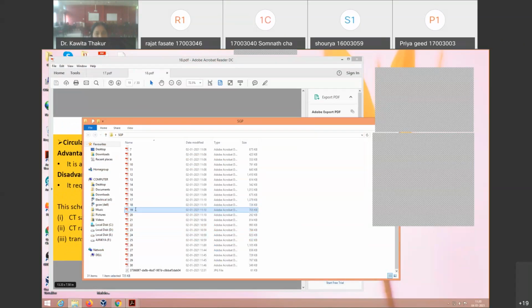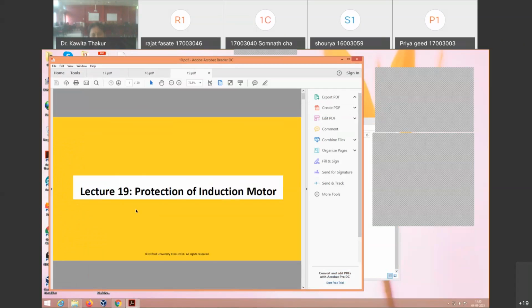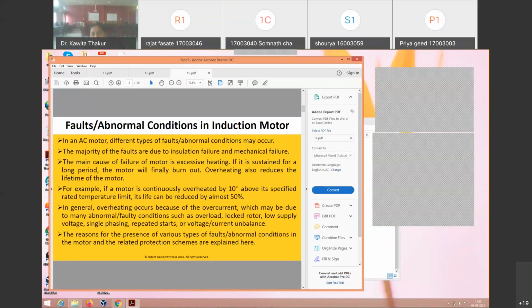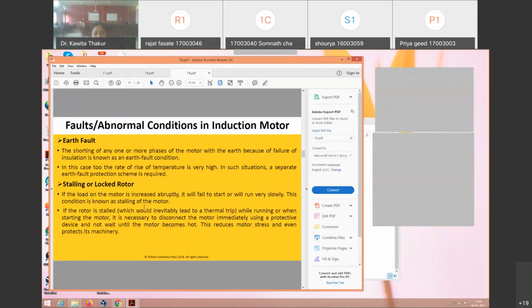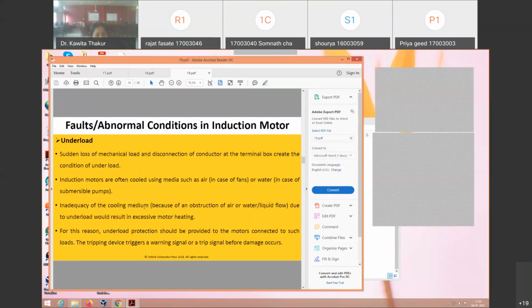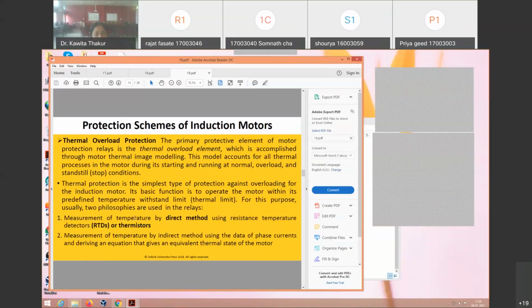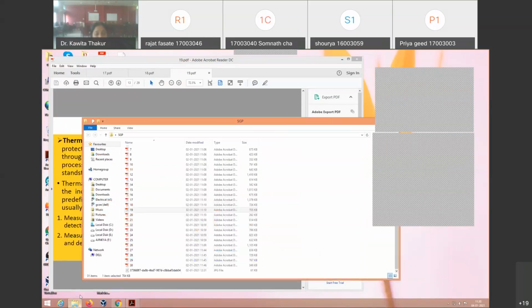Now in the 19th lecture, we have protection of induction motor. It is the same as our generator protection. Some relays or ratings are different, you can say. Otherwise, it is similar to our generator protection.